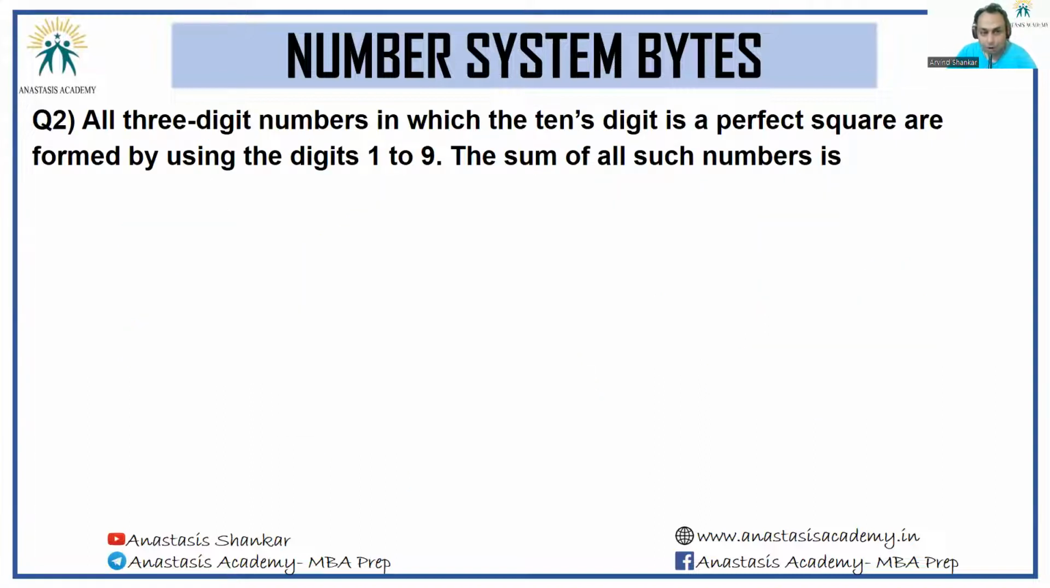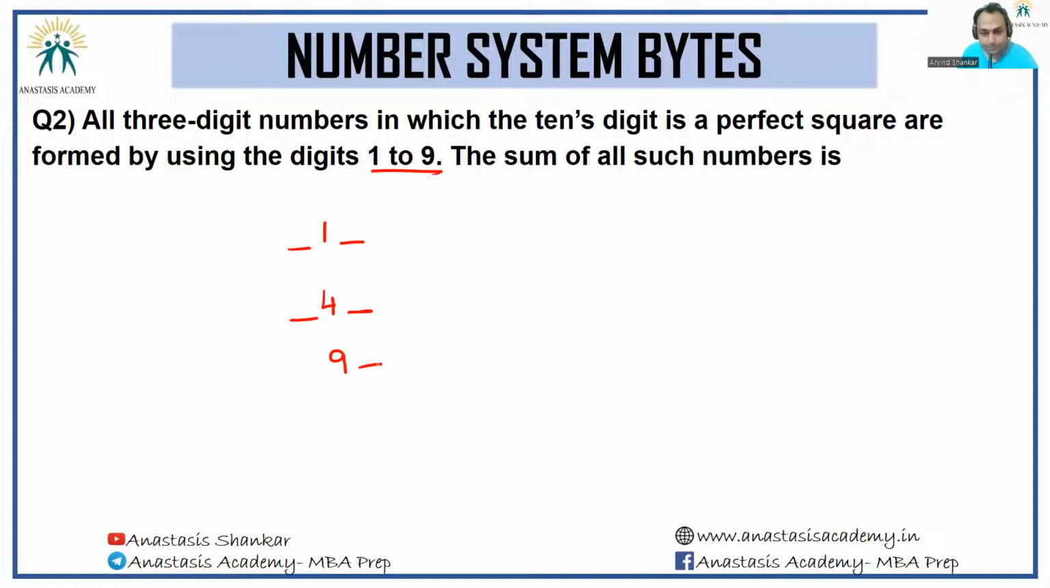Next question. All 3-digit numbers in which the 10th digit is a perfect square are formed by using the digits 1 to 9. The sum of all such numbers is, because you're only using digits 1 to 9, that helps us. A potential area of concern here could be whether 0 is a perfect square or not. Yes, 0 is a perfect square, but we don't really care for it because we are only using digits 1 to 9. How many numbers will get created?